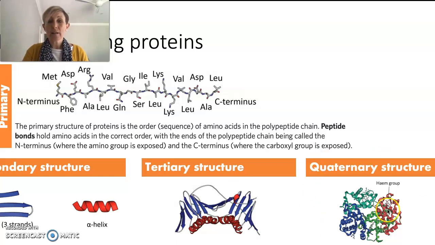And then the final structure, which we call the quaternary structure, which doesn't always exist. Some proteins are too simple to have a quaternary structure. But the quaternary means that there are multiple polypeptide chains that actually come together to form that final protein.